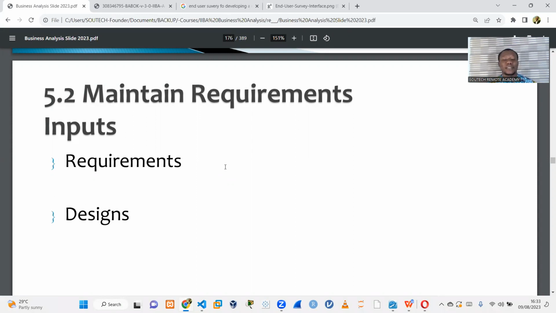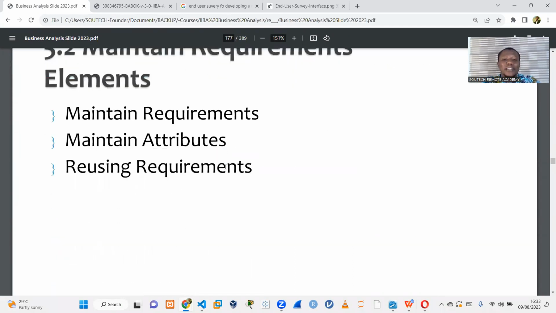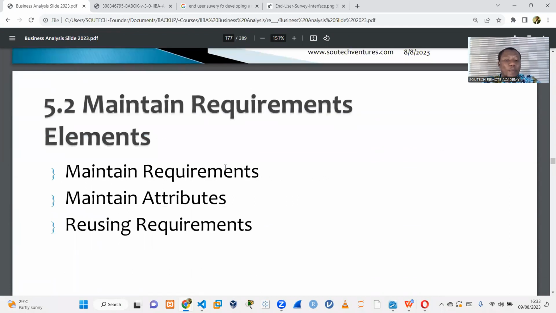So then the next thing is you need your design, so that way you can maintain requirements. So of course, the requirements, the attributes, and the reusing of requirements. There are some requirements that are okay for a particular solution that for ongoing projects or subsequent projects you can actually still use. One way to maintain those requirements for future projects, sub-projects or related projects is to reuse the requirements you have for similar related projects.